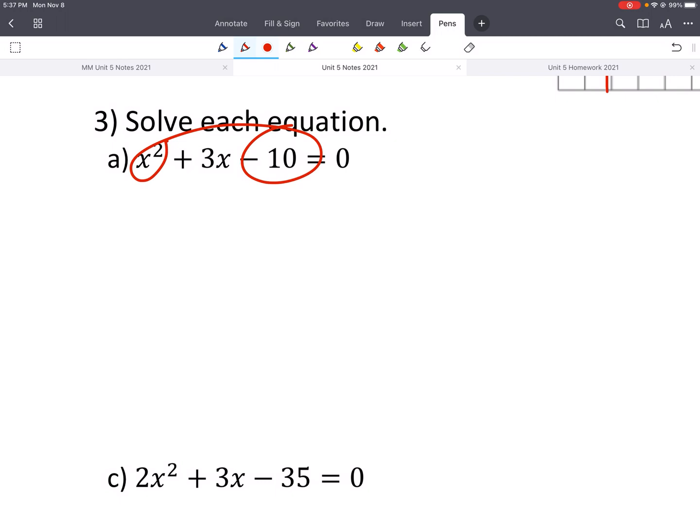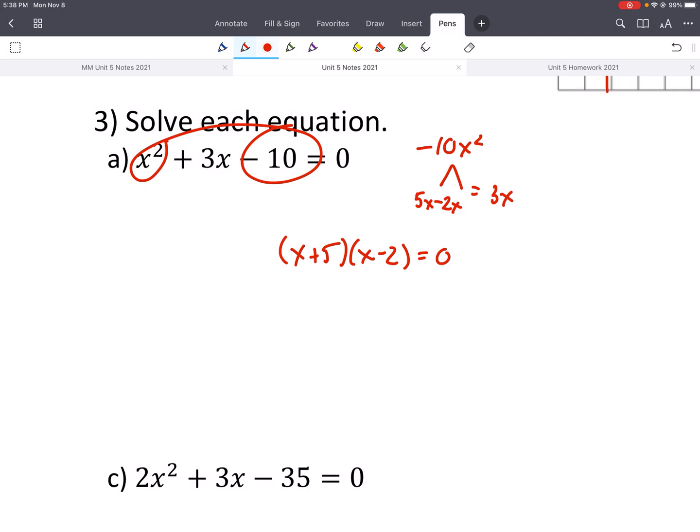I want to include that. So multiplies to -10 and adds to give us 3. So maybe 5 and -2. And we can use our shortcut. So x plus 5 and x minus 2. You're probably going to have more problems where you'll be able to use the shortcut, just because it does take a little longer to do grouping.